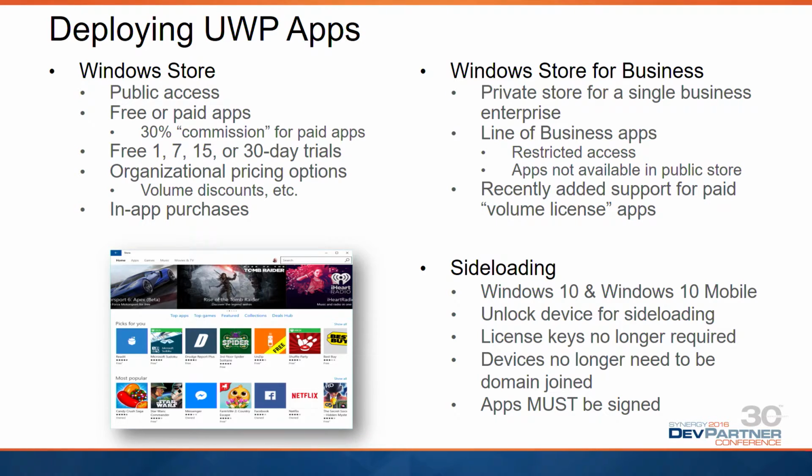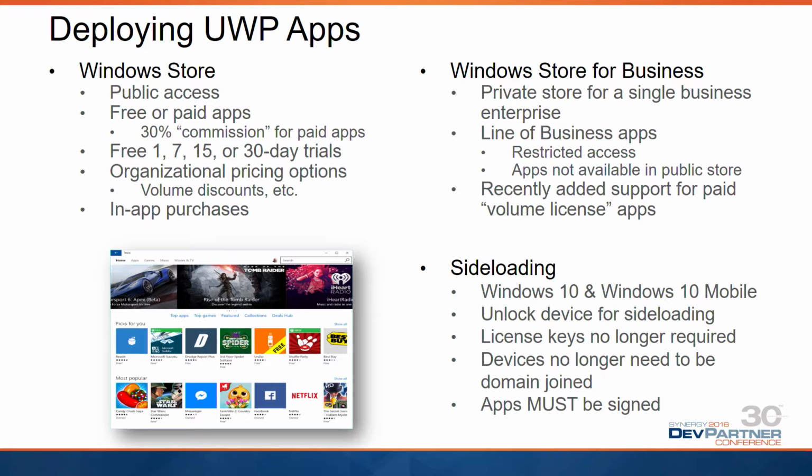In terms of deploying applications, the primary mechanism is still the Windows Store. There are mechanisms there for publishing public apps. The Windows Store has public access, clearly. There are mechanisms for having free apps or paid applications if you're willing to give Microsoft their 30% cut. The Windows Store does also support free trials, which is something that's not present in some of the other app stores. That's quite a nice feature.